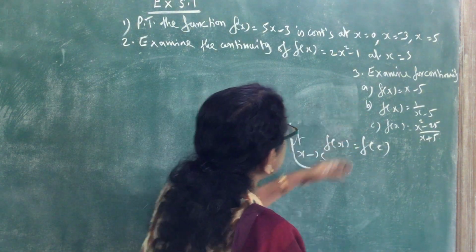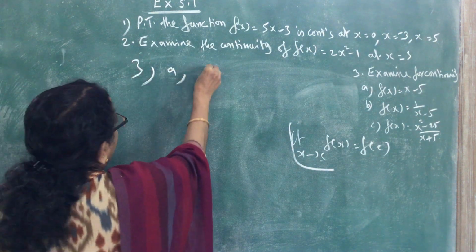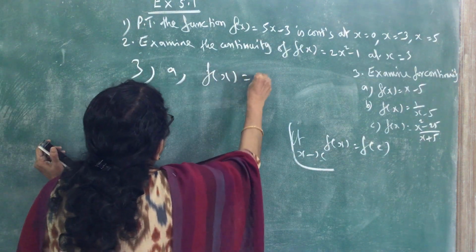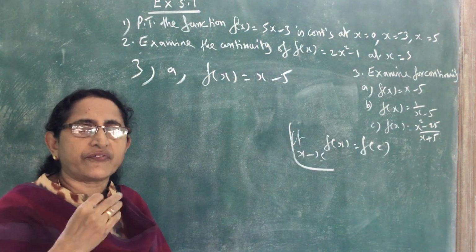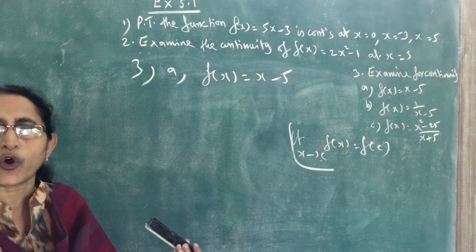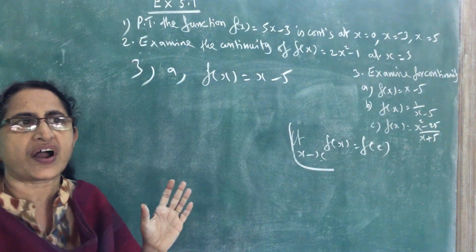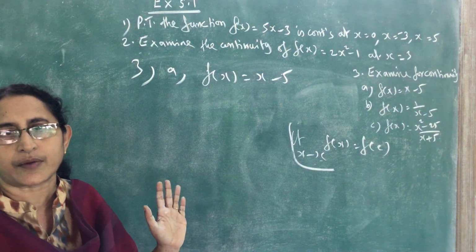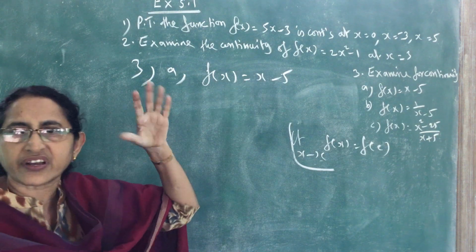So we consider the first question, f of x equal to x minus 5. We have to check whether this function is continuous at every point of the domain. Here first we have to think what is the domain of the function. This is a polynomial function. For polynomial functions, the domain is the set of all real numbers. So it is a polynomial function and the domain of this function is the set of all real numbers.